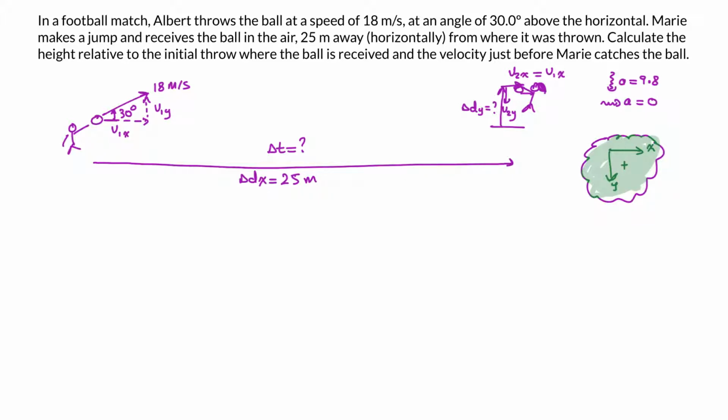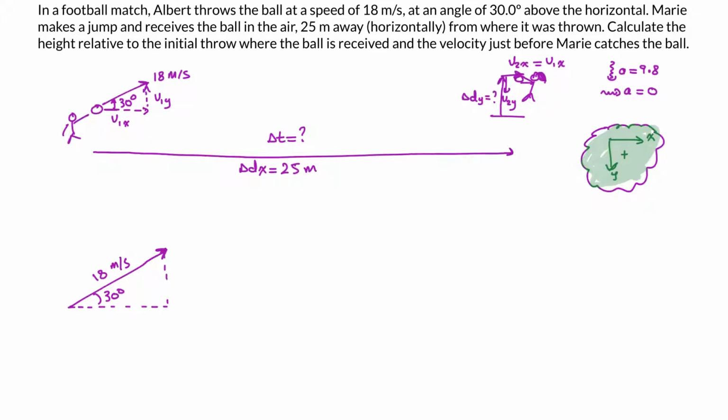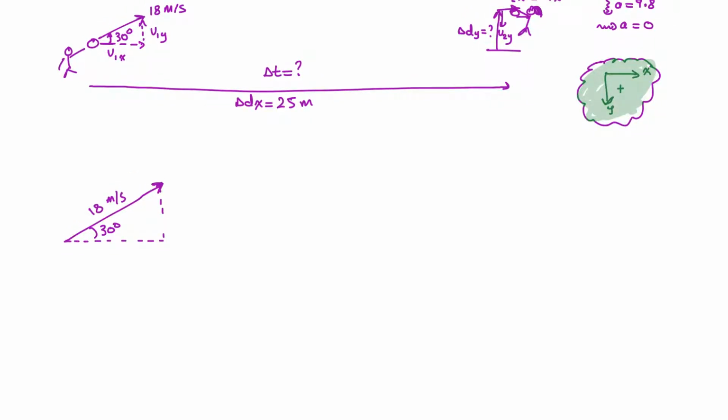And to break down the vector for the initial throw, I'm going to redraw it here, and I'm going to have the x direction and the y direction. I know that this is 30 degrees. I know that the magnitude of the velocity, or the speed, here is 18 meters per second. So now I have to find the speed in the x direction. So this is v1x and this is v1y.